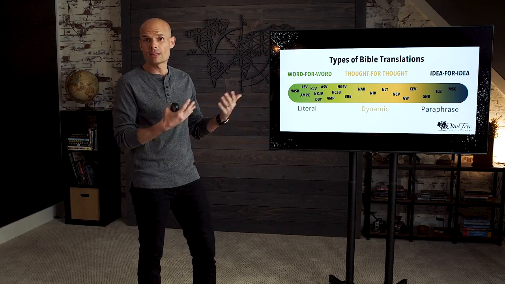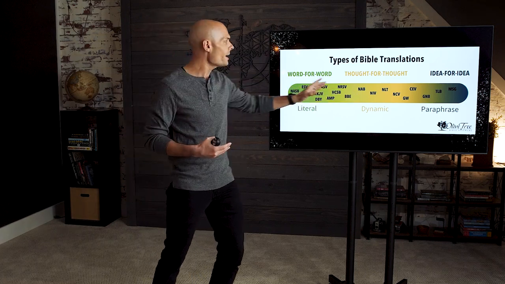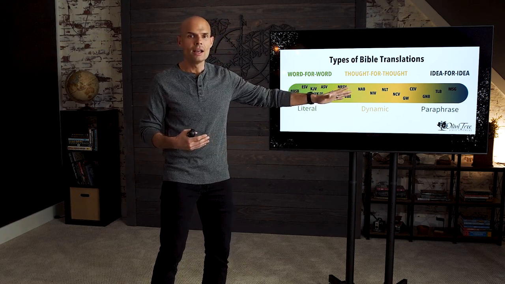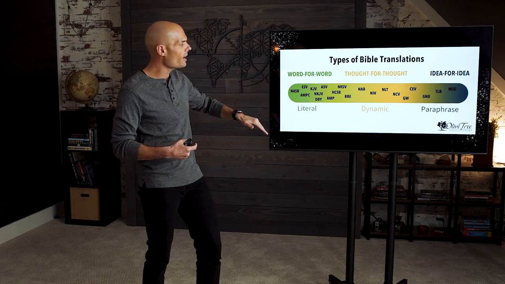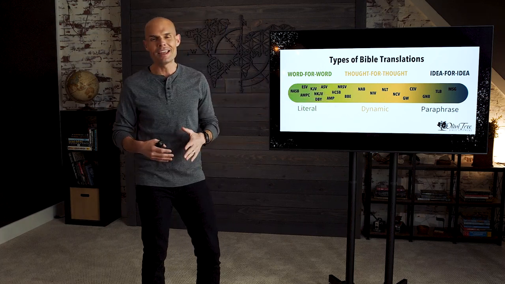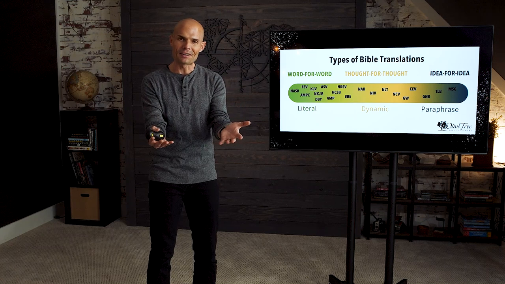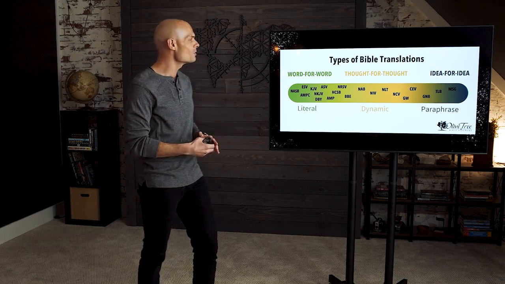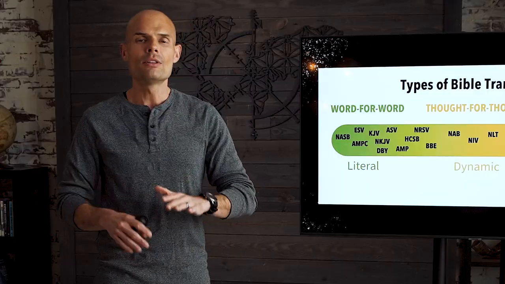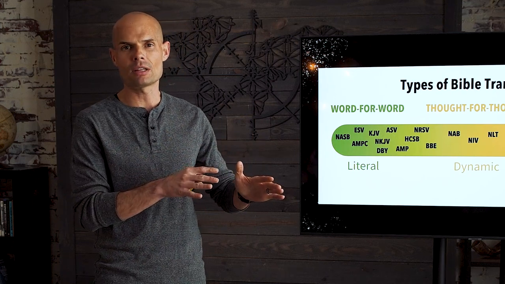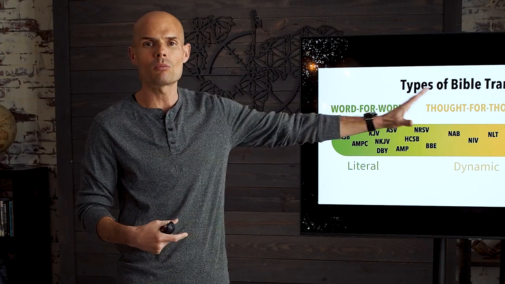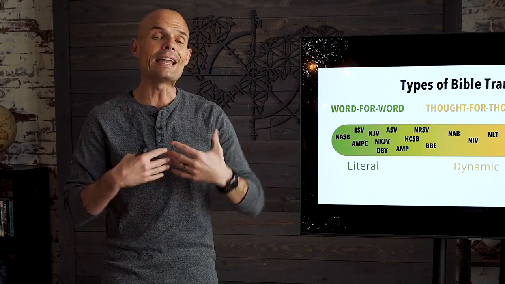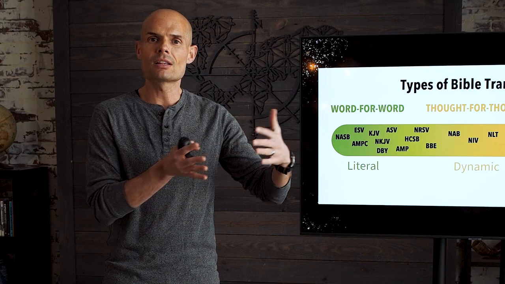That's good, but just understand that a translation that we often use here at Walking the Text is the NIV, which is thought for thought. And sometimes we're using the NASB, sometimes we're using the ESV. I also like the NRSV, and all of these are listed in the ebook. So these are the main ones that I use, but it's helpful to know there are different types of Bible translations, and the translators are approaching it from a literal, dynamic, or paraphrase perspective, and that impacts the translation that you are reading.